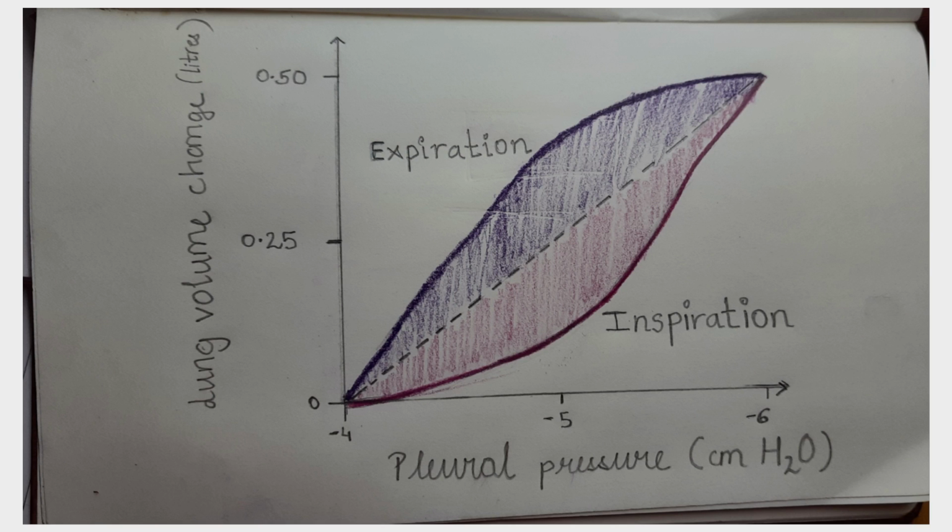Now, the characteristics of this curve: why is this curve like this? That is because of the characteristics of the lung. Why isn't this curve like a straight line? Why is it not increasing much from -4 to -5, and then from -5 we can see a more rapid increase? Why is there a loop like this? This is because of the characteristics of the lung, the elastic properties of the lung basically.